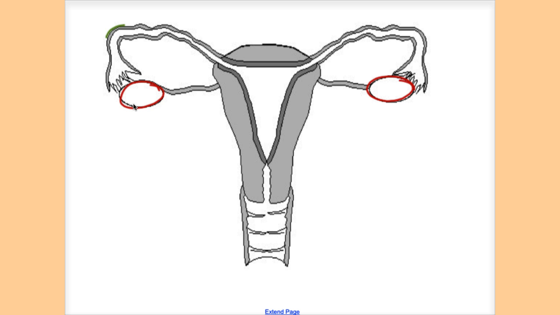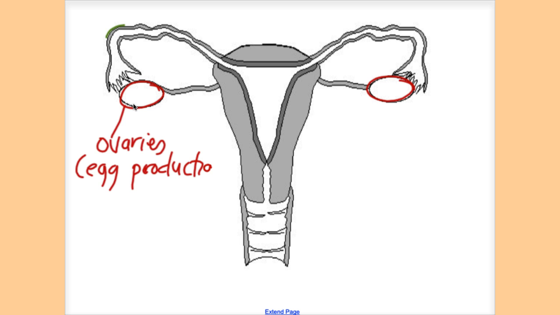These two circular structures are called ovaries, O-V-A-R-I-E-S. There are two of them, and one is called an ovary. And the function of the ovaries is basically egg production. So if you're ever wondering where it is that meiosis happens in females, it happens in their ovaries. That's where eggs are formed.